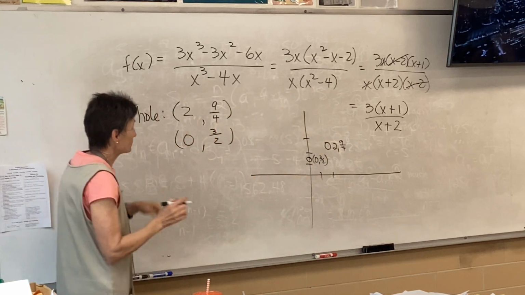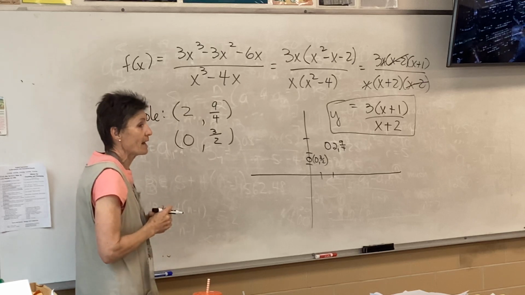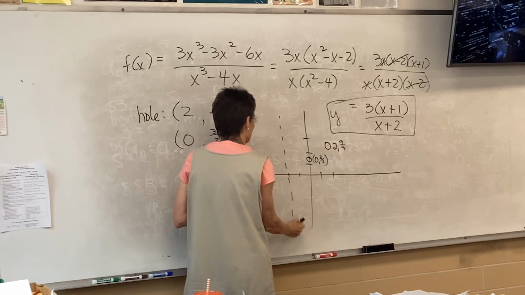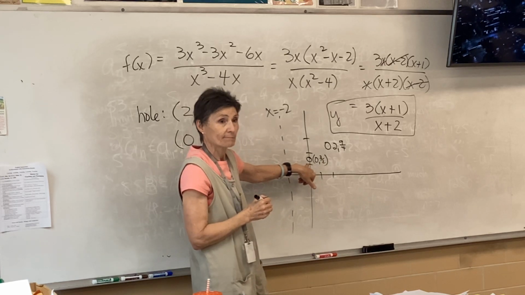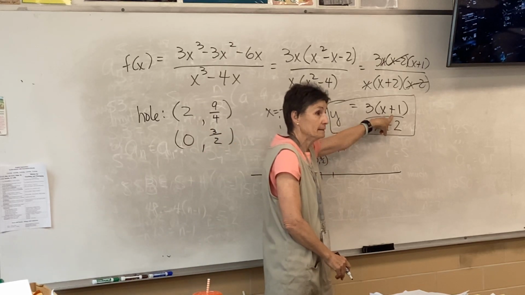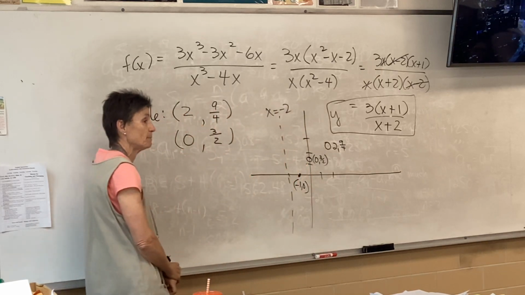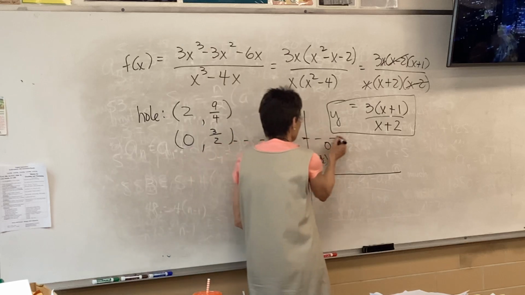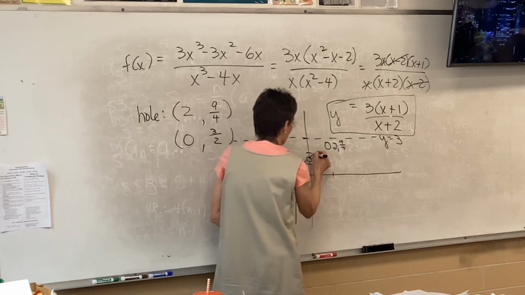Okay. Now, here's my problem. This is all that's left. Tell me about my intercepts and asymptotes. Vertical asymptote at x = -2. No y-intercept because there's a hole where it should be, right? So there's no y-intercept. Is there an x-intercept? x = -1. And if you put in -1, you get 0, and that's what an x-intercept is. Is there a horizontal asymptote? y = 3. So these 3 points are pretty obvious.